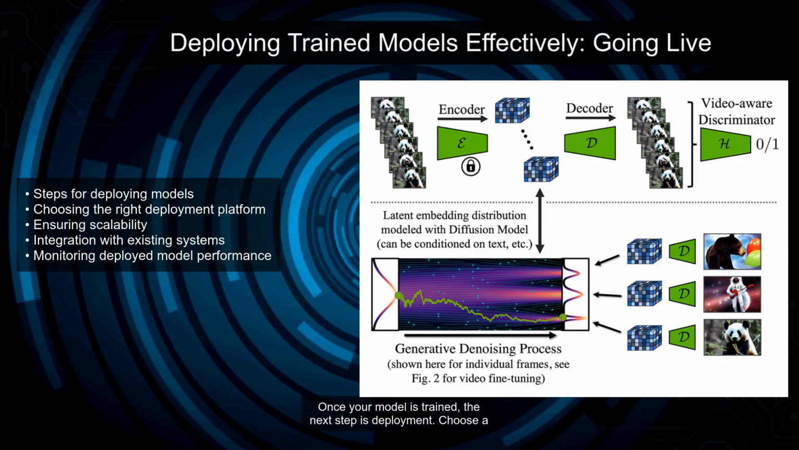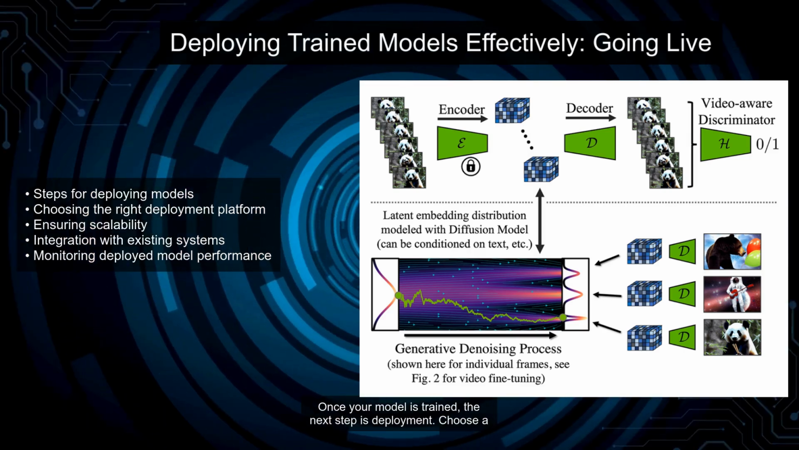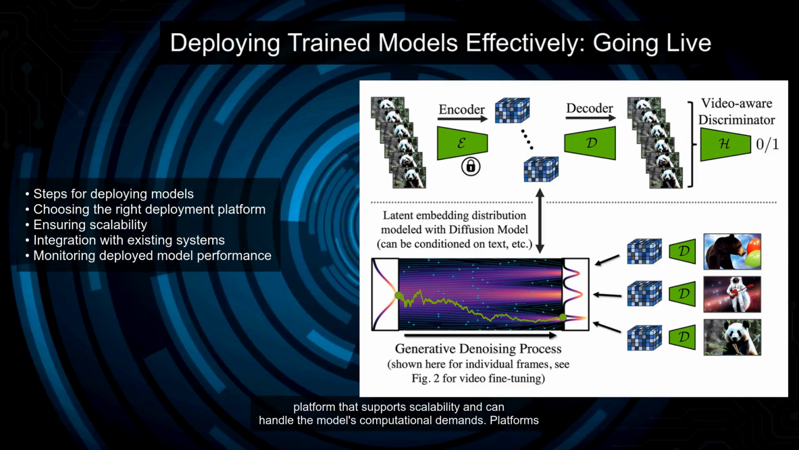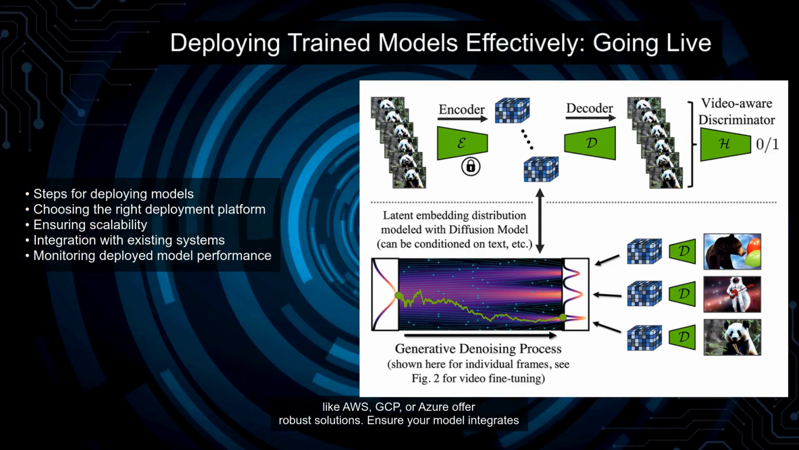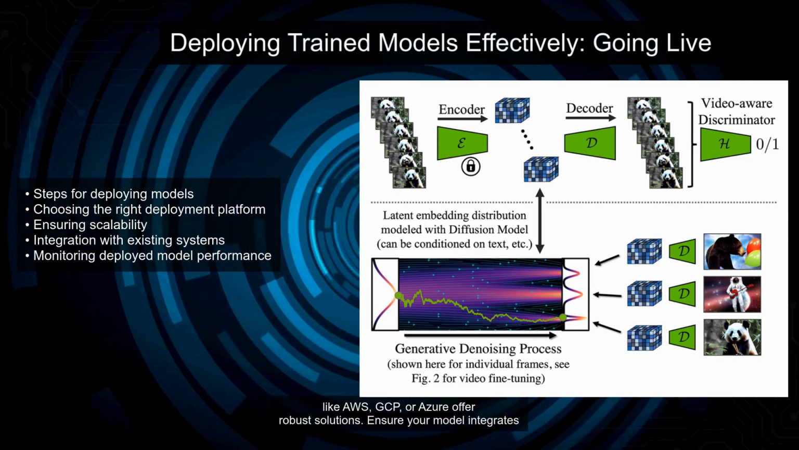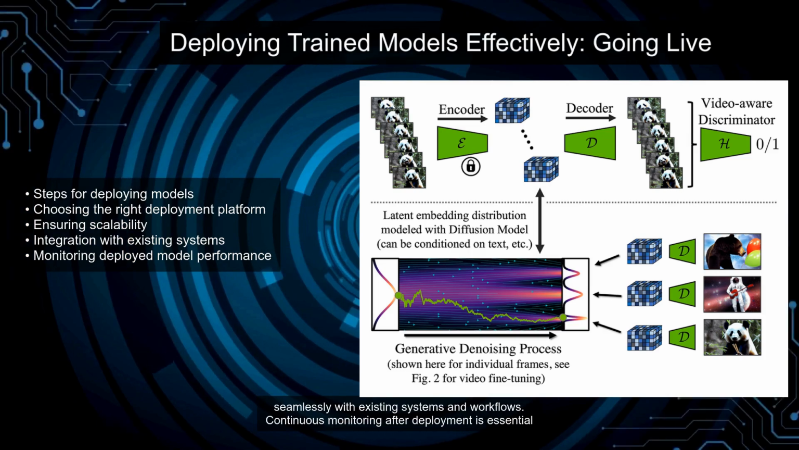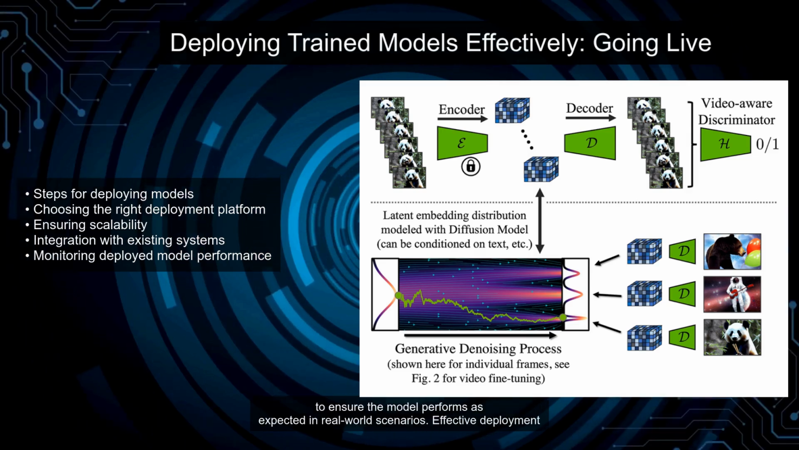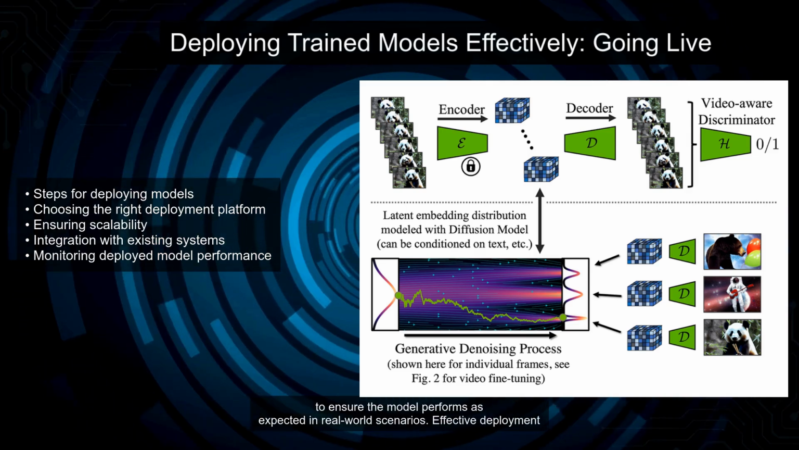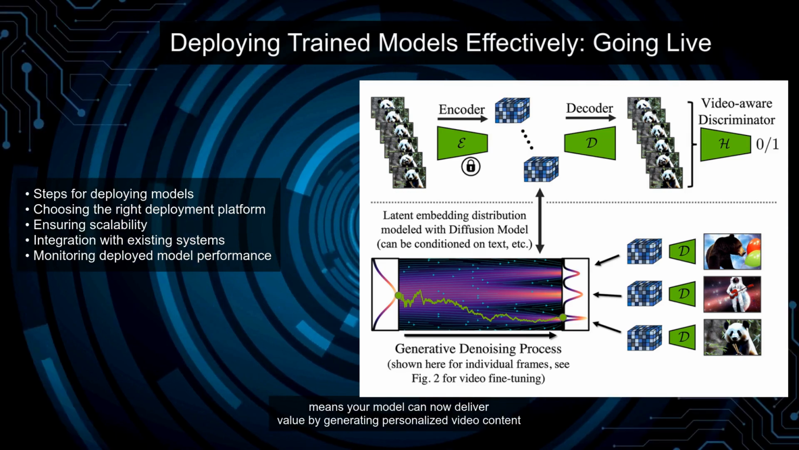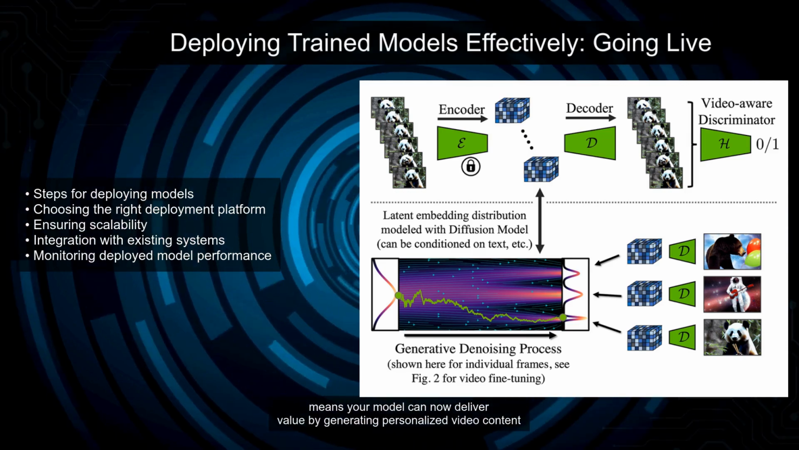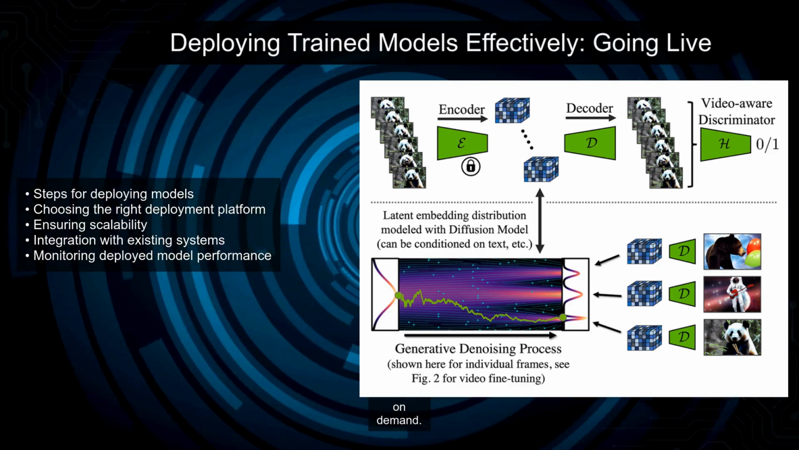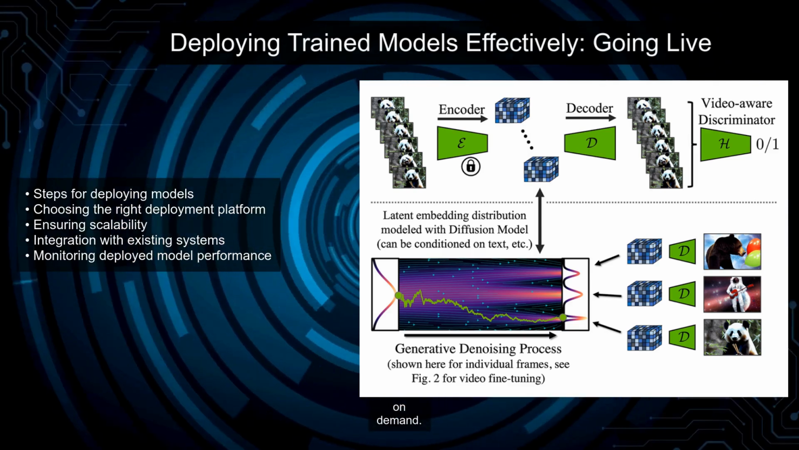Once your model is trained, the next step is deployment. Choose a platform that supports scalability and can handle the model's computational demands. Platforms like AWS, GCP, or Azure offer robust solutions. Ensure your model integrates seamlessly with existing systems and workflows. Continuous monitoring after deployment is essential to ensure the model performs as expected in real-world scenarios. Effective deployment means your model can now deliver value by generating personalized video content on demand.